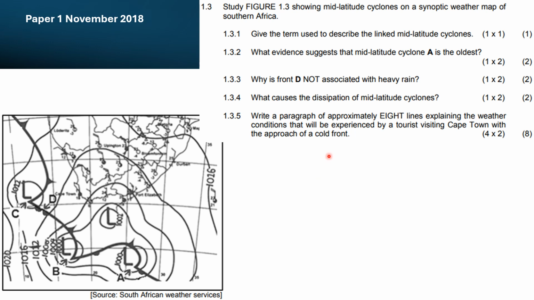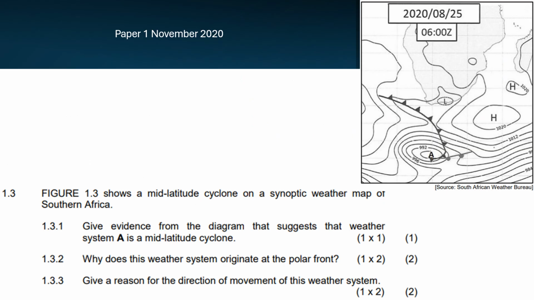We're going to have the formation of cumulonimbus clouds, which will produce heavy rainfall. The wind is going to start picking up and blowing stronger, and we're going to find that the wind direction changes from northwest in the warm sector to southwest in the cold sector. Paper 1, November 2020, question 1.3.